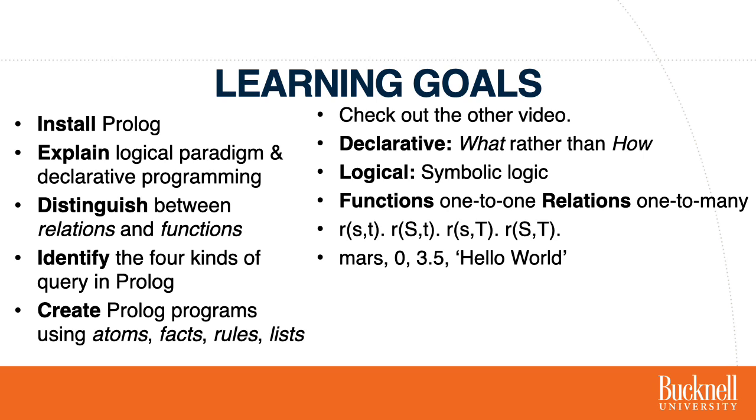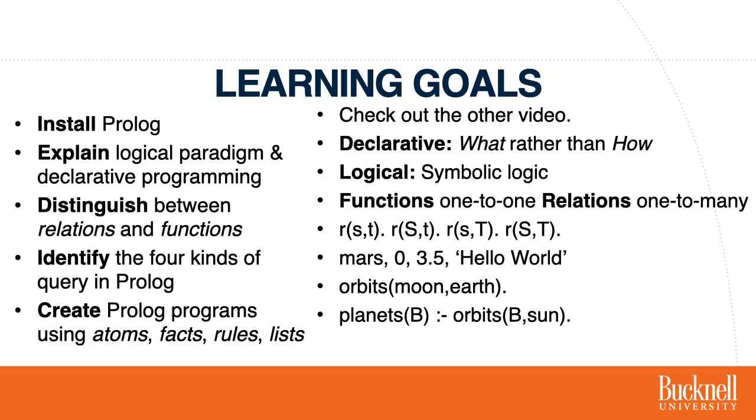Atoms consist of things like Mars, 0, 3.5, and Hello World. Relations consist of things like orbits, Moon, Earth. Rules are like planet B if B orbits the Sun.